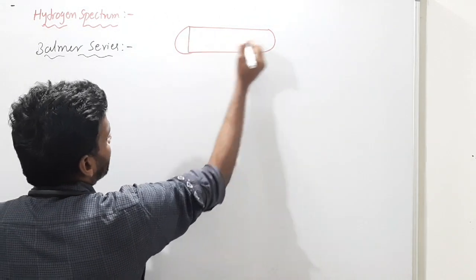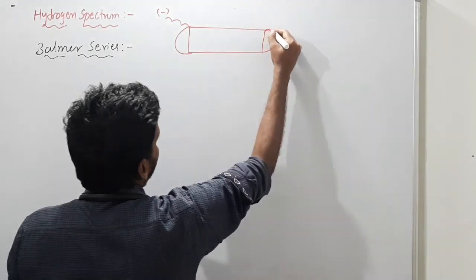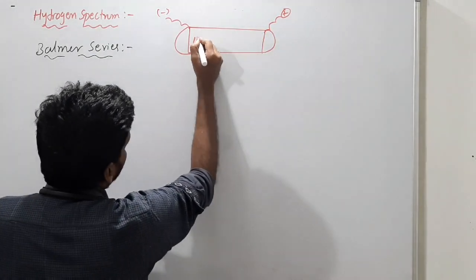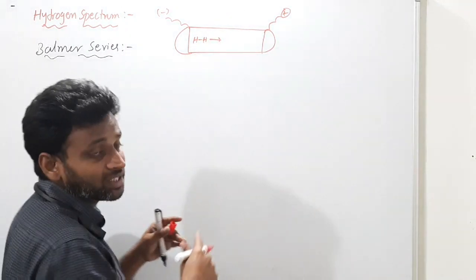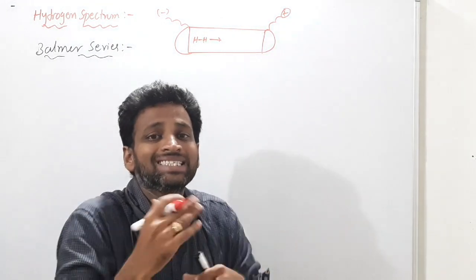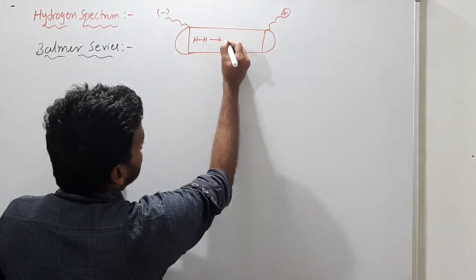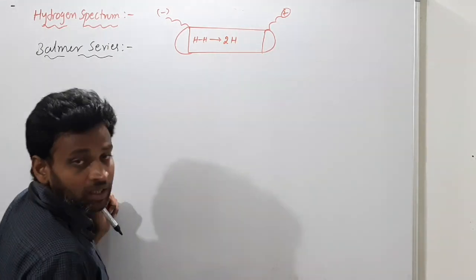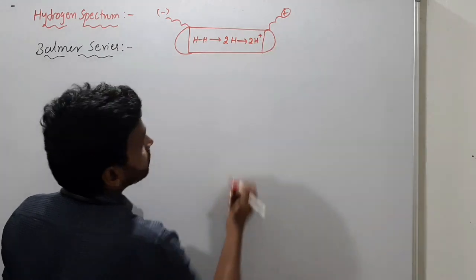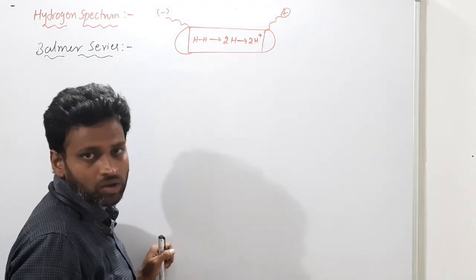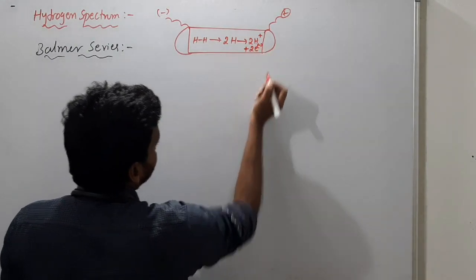So he took a discharge tube, and here you have a cathode and here you have an anode, and H2 gas, H single bond H. When it was dissociated in the discharge tube by sending a high voltage current, this converted into hydrogen atoms. Those hydrogen atoms further convert into hydrogen ions, which we call protons, and along with that, electrons.